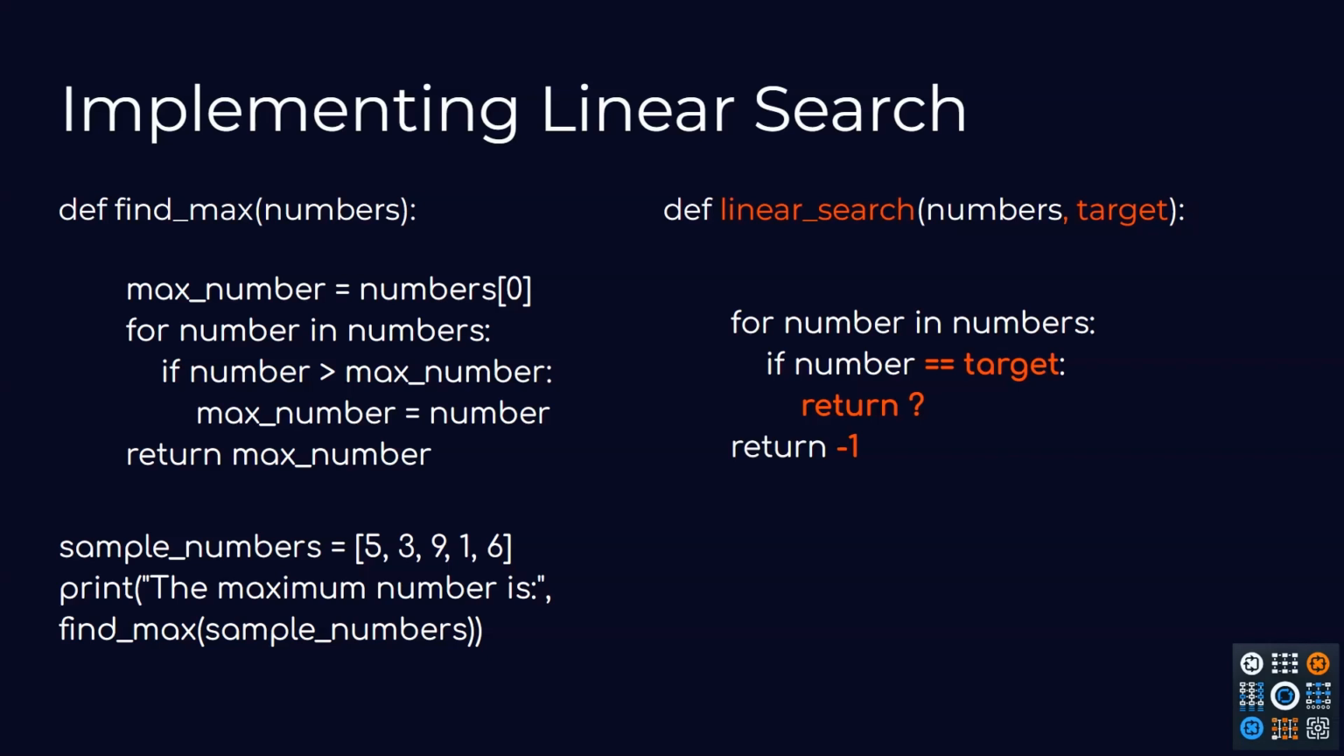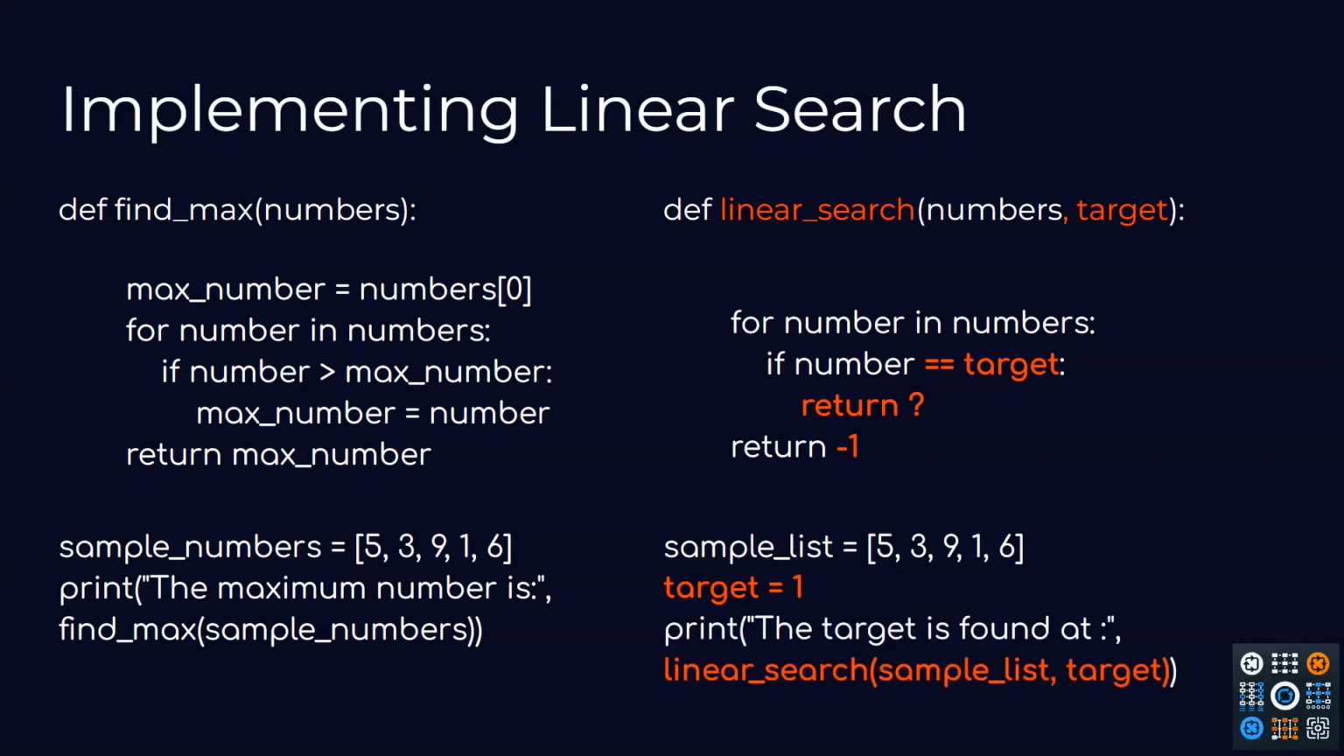If the loop completes without finding a match, linear search returns -1, indicating the target isn't in the list. Finally, to demonstrate the function, we use a sample list and a target value, printing out the result to show where the target is found, calling linear search within the print statement.